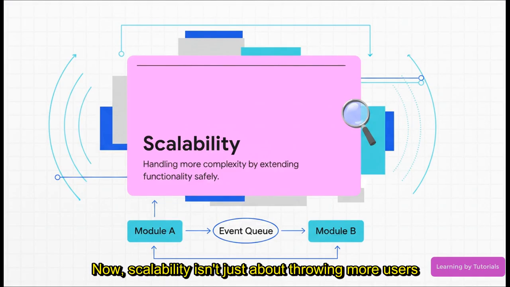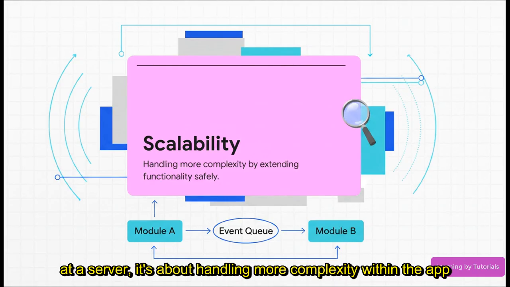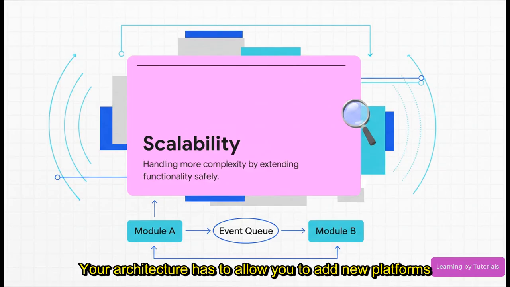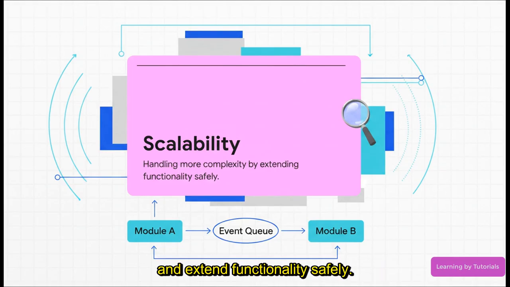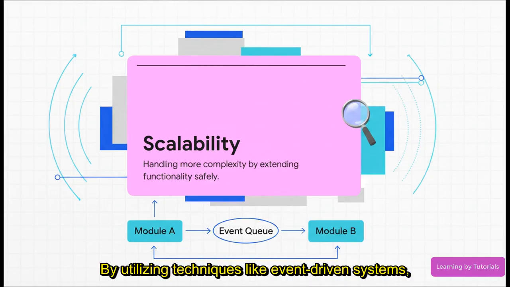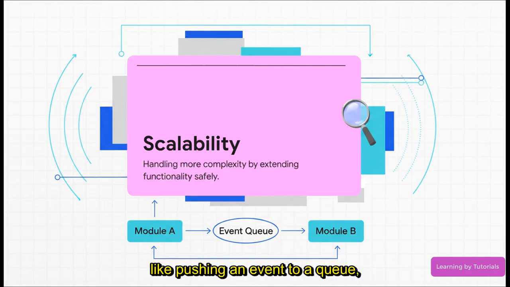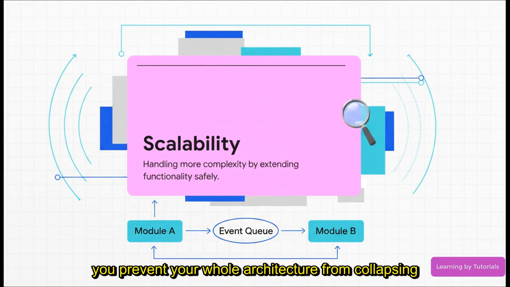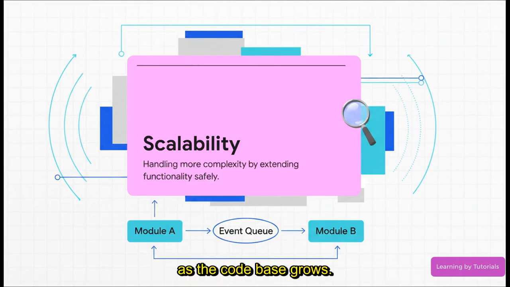Now, scalability isn't just about throwing more users at a server. It's about handling more complexity within the app itself. Your architecture has to allow you to add new platforms and extend functionality safely. By utilizing techniques like event-driven systems, like pushing an event to a queue, rather than having two modules tightly call each other, you prevent your whole architecture from collapsing as the codebase grows.